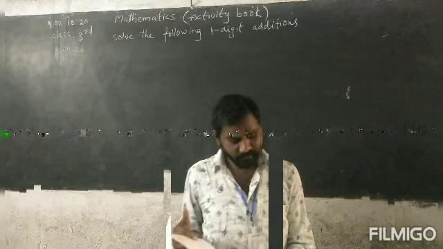8205 plus 1000. Generally we get 9205. See here, 8205 plus 1000. 5 plus 0, 5, 0 plus 0, 0, 2 plus 0, 2, 8 plus 1, 9.